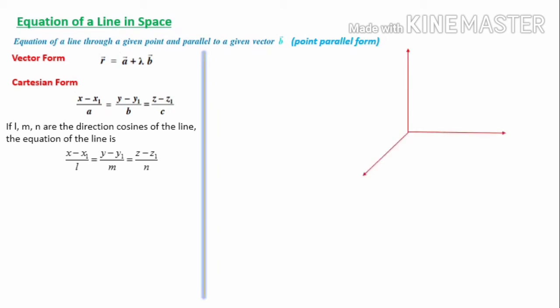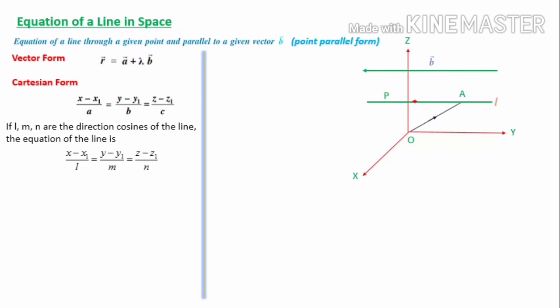Here, consider the coordinate axes x, y and z. The point of intersection is O and there is a directed line segment L taken. Then a point A is also taken. This is point A, that is a given point. And we have to take a parallel vector, that is vector b, which is parallel to the line L. And let's take another point P, an arbitrary point P on the line L.